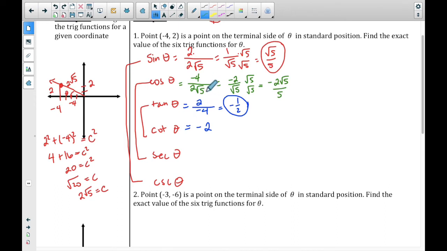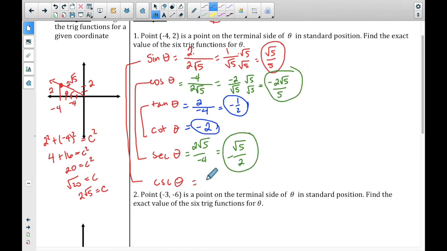So I'm going to go back to the original and say that this is my secant. It's 2 radical 5 over negative 4. And now that will just reduce to radical 5 over negative 2. Or you could put the negative out front and just call it negative radical 5 over 2. All right, cosecant, once again, rather than starting with the end, I'm going to go back to the very beginning and use this one instead so I don't have to get rid of my radical again. So it's going to be 2 radical 5 over 2, which is just radical 5.